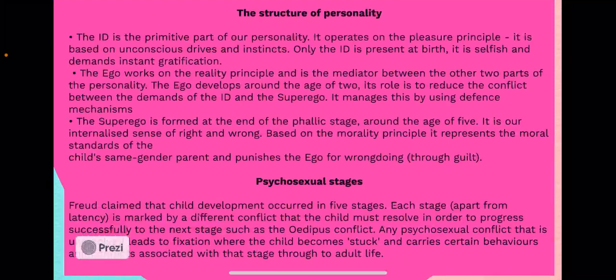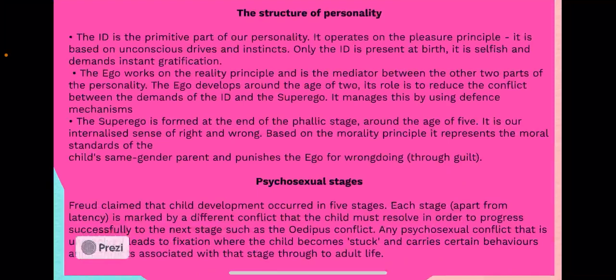The ego works on the reality principle, and it is the mediator between the other two parts of the personality. The ego develops around the age of 2. Its role is to reduce the conflict between the demands of the id and the superego. It manages this by using defense mechanisms. So you can bring in those defense mechanisms there if you wish to elaborate.